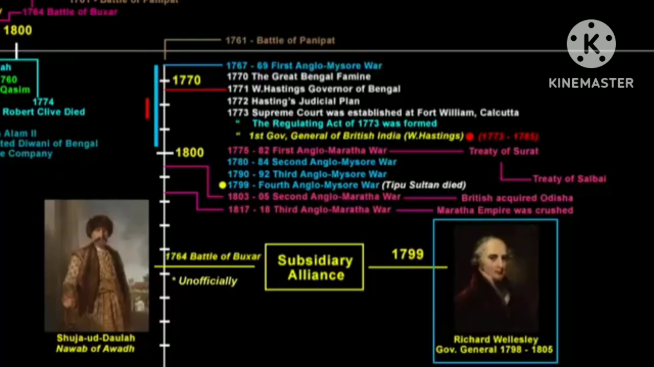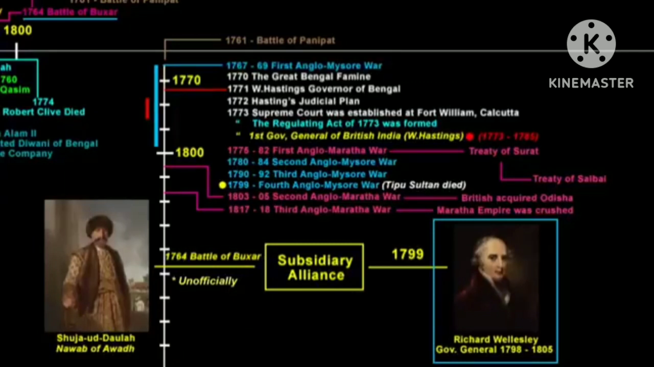about whom we clearly know that he was the Governor General from 1798 to 1805. And on the other, we know that in the 1764 Battle of Buxar, three parties fought against the company. If you recollect, it was the Nawab of Bengal, Mir Qasim, then the Nawab of Awadh, Shuja-ud-Daula, and the Mughal emperor of that time, Shah Alam II.